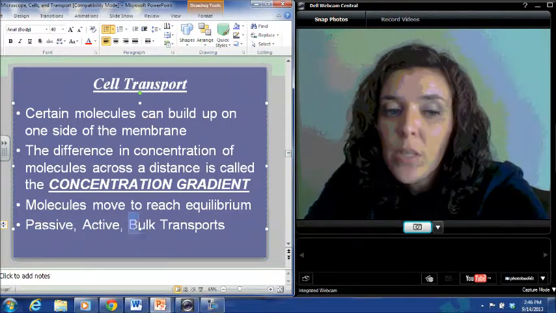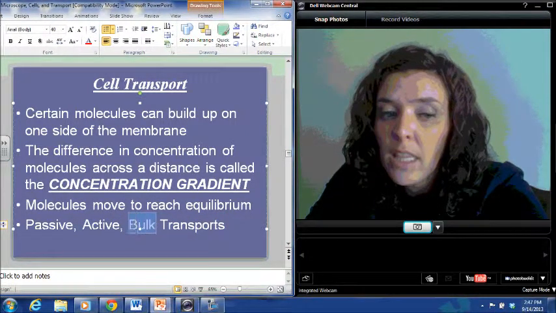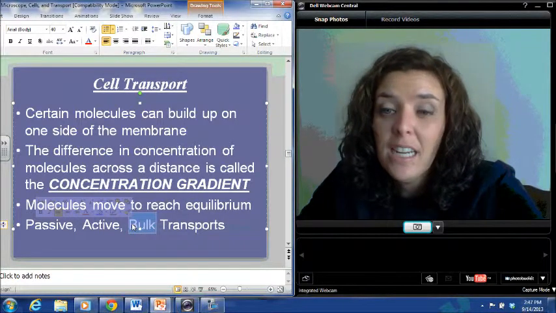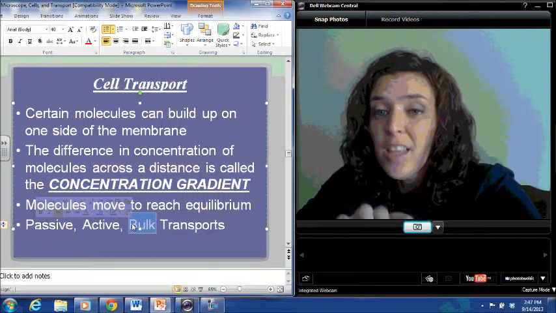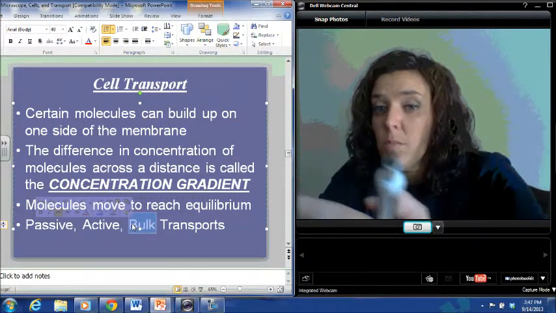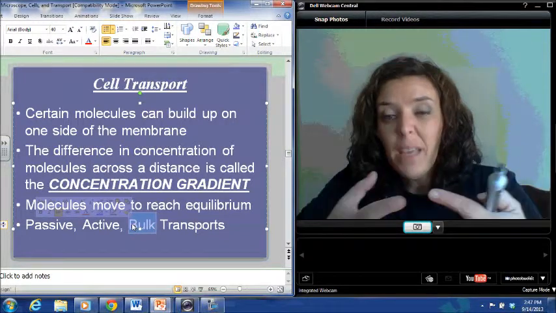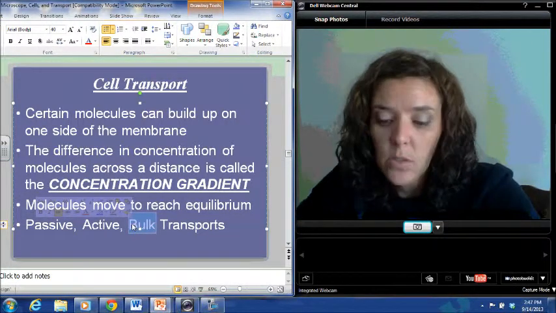And then the last one is bulk transport. Well, bulk should remind you of something that's kind of big and heavy. So what happens here is that instead of the molecules just transferring straight across, the membrane actually surrounds material and brings it into the cell. So big things come in like that or exit like that as well.